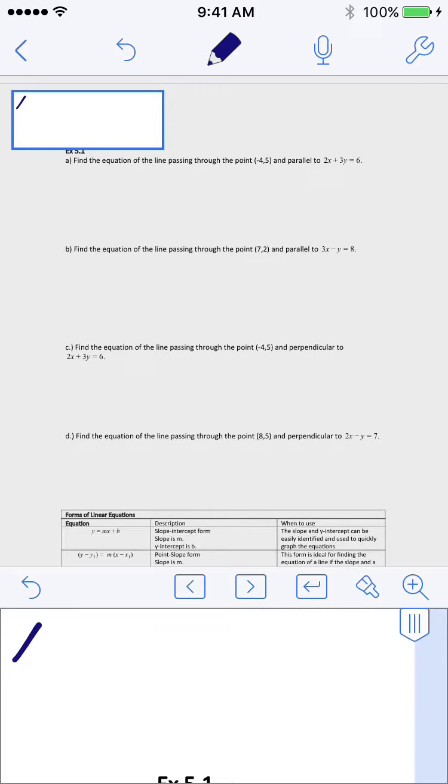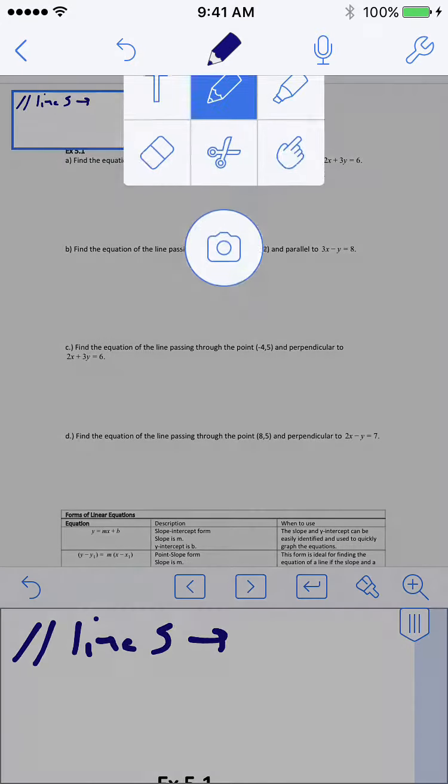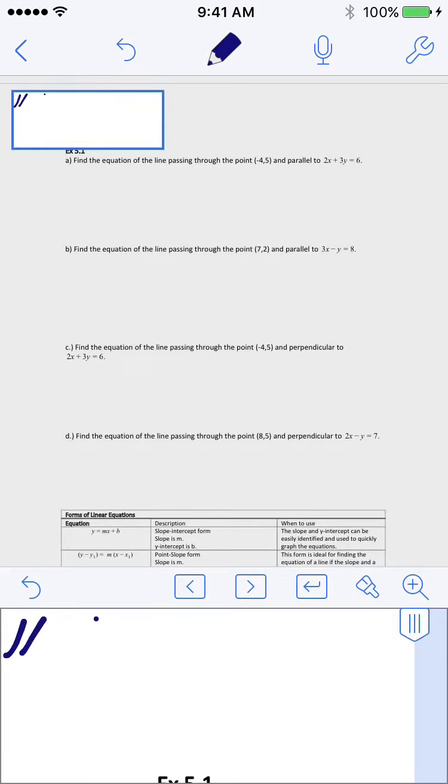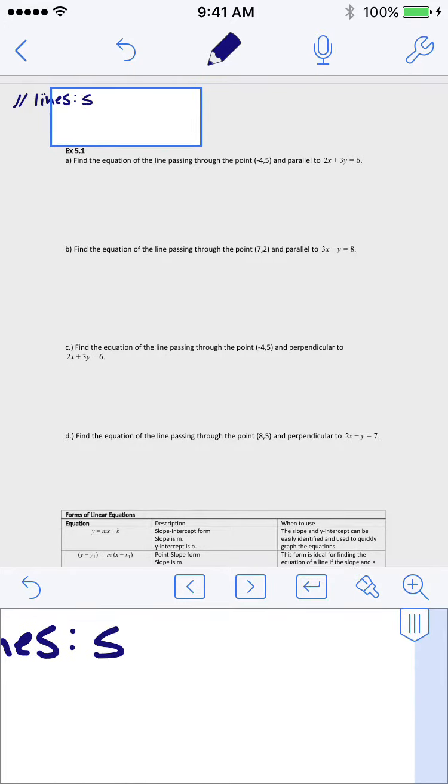So parallel lines. Parallel lines have what kind of slopes? Okay, I'm going to rewrite that. Sorry, guys, that's just not coherent at all. So parallel lines have what kind of slopes? That's right, they have the same slope. They have the exact same slope. So if line number 1 has a slope of 3, line number 2 has a slope of 3, right? So the first thing we're going to need to do is find that slope.